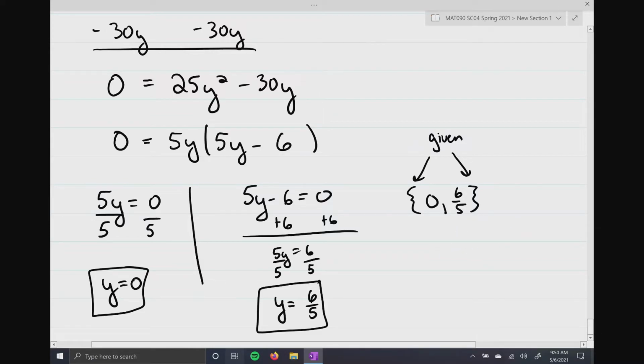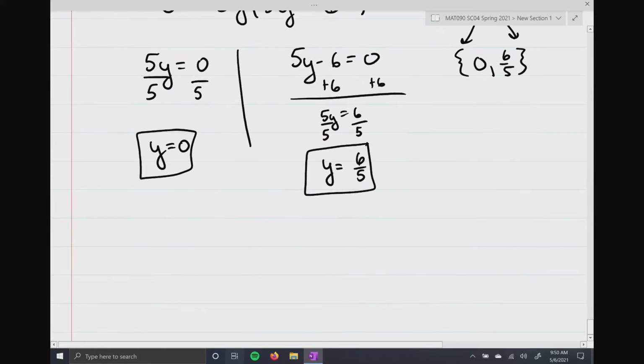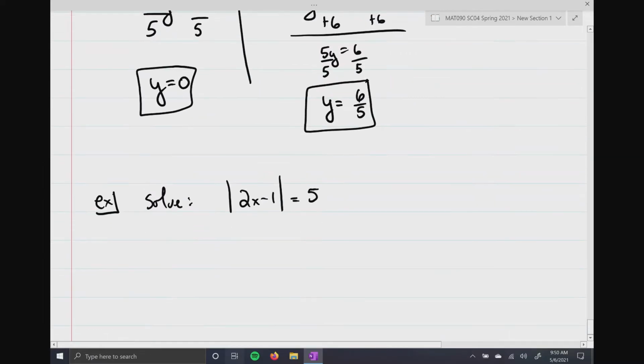Okay. Here's our third type of problem that we examined this year. This is an absolute value equation. So to solve an absolute value equation, the first thing you need to do is isolate the absolute value. Our problem, already isolated. I like that.